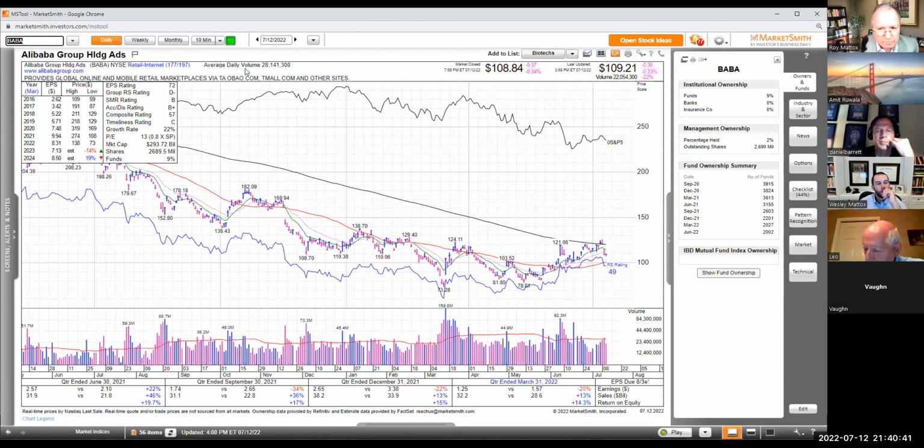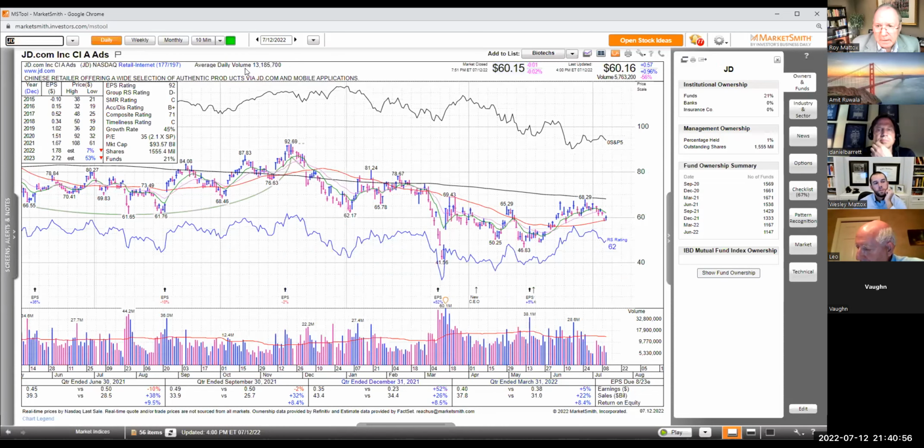I'm trying to position and to find the leaders where you can take 5 and 10% concentrated positions, but that's just overnight risk, the political risk. And so JD was a leader as well. And the numbers are quite good. And their economy is opening up, they're easing. And so that's why I like them.